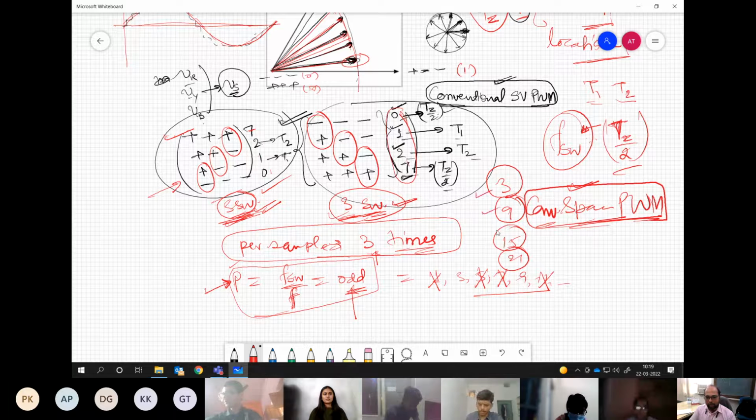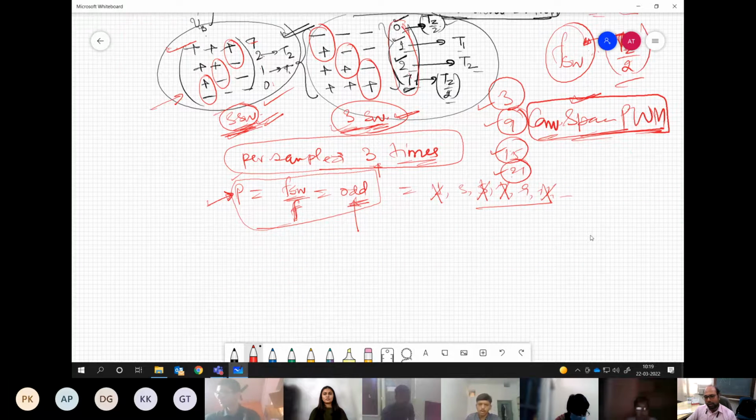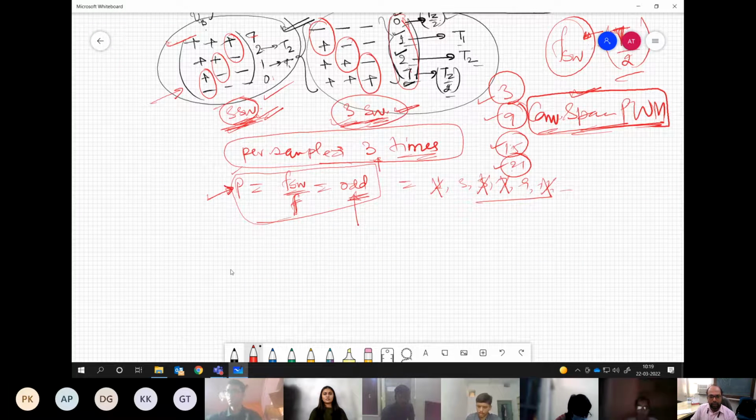So the options for switching frequency, or for the pulse number, are 3, 9, 15 and 21 and so on. We can go in this manner. Now, if this is the condition, then we can define how many samples should be there in one sector. So let's say if we have pulse number equal to 3, how many samples could be there in one sector?